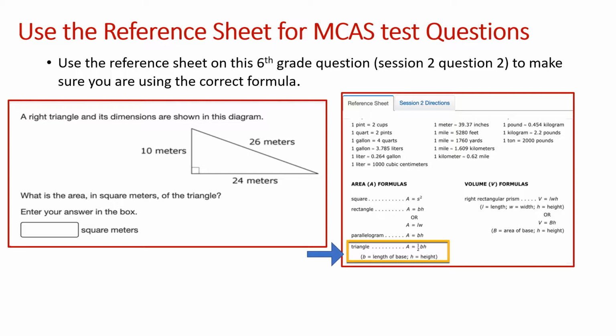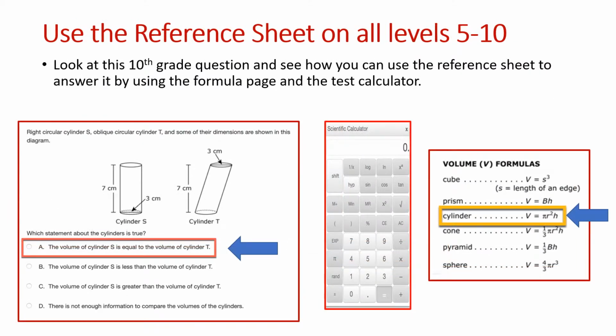The reference sheet gives the formula for the area of a triangle. This question 2 from session 2 on the 6th grade MCAS is easy to answer if you plug in the formula. The reference sheet is useful for all grade levels from 5 to 10.